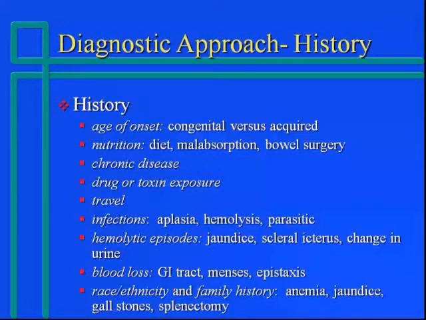History of underlying chronic disease. Very often anemia is a secondary condition to an underlying systemic illness. History of drug or toxin exposure or recent travel. History of infections that could lead to aplasia, to a hemolytic anemia, or parasitic infections that can lead to gastrointestinal blood loss. If there's a history of hemolytic episodes, including jaundice, scleral icterus, or a change in the color of the urine, this can point to an underlying hemolytic disorder.